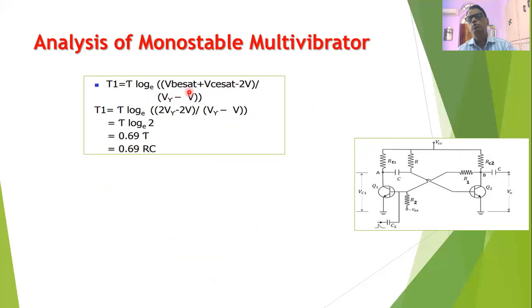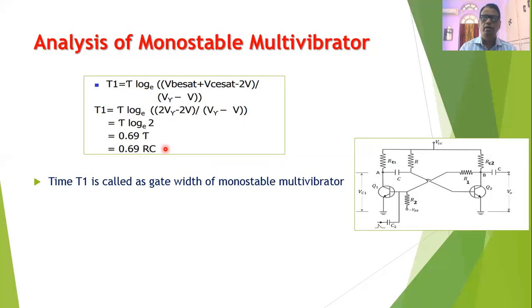But we know that Vb saturation plus Vc saturation can be replaced by approximately twice V gamma, and therefore T1 is equal to tau log of (twice V gamma minus twice V) divided by (V gamma minus V) to the base e. So this is nothing but tau log of 2 to the base e, which is just 0.69 tau, which is equal to 0.69 RC. So this is the expression for the gate width of the monostable multivibrator. That is, this is the time period of the quasi-stable state of the monostable multivibrator. And this time period will depend upon the values of resistance and capacitor used in this circuit.